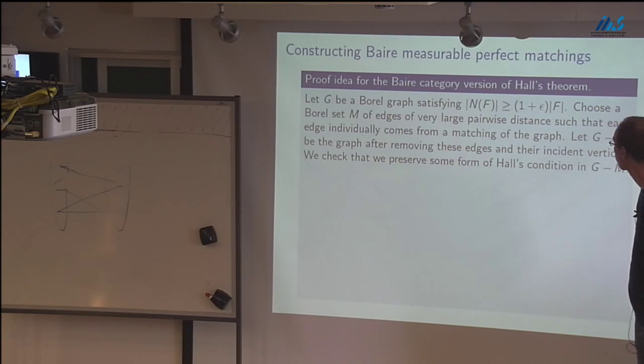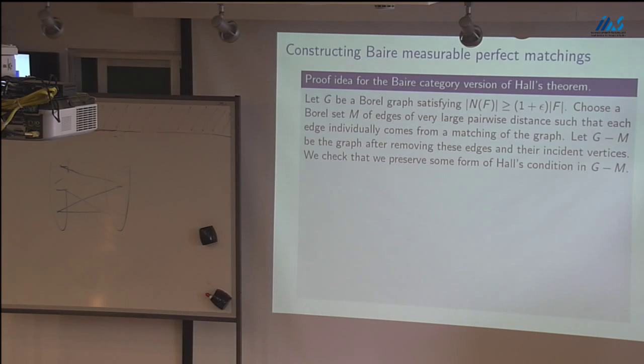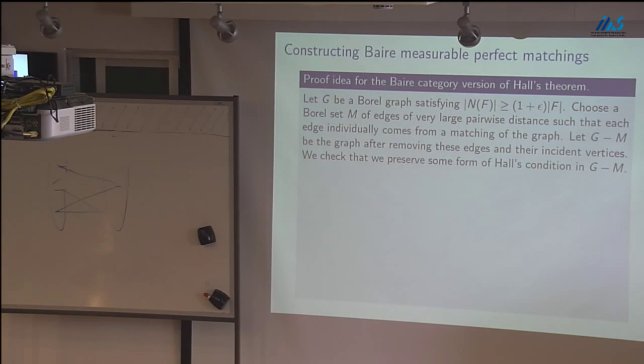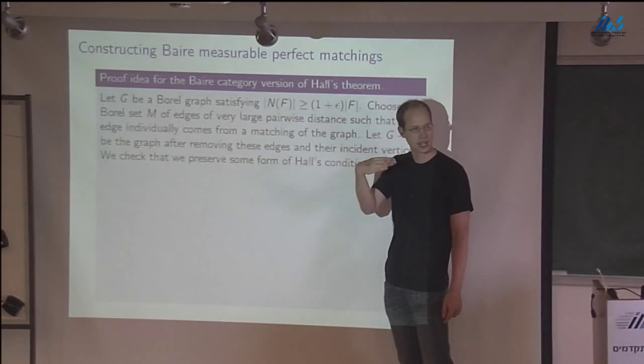What do you mean by distance for the edges? The distance between two edges is the shortest path connecting vertices incident on them, say. What really happens here is that I have some set of vertices that has large pairwise distance. For each vertex in the set, I pick some edge to match it to that comes from a matching. That's where I use the uniformization theorem. And then the resulting set of edges is far apart because it comes from matching vertices that are pairwise far apart. Now consider the graph that I get after removing that set of edges. I want to argue that I still have not only Hall's condition, but something resembling this again. And that's how the induction goes.